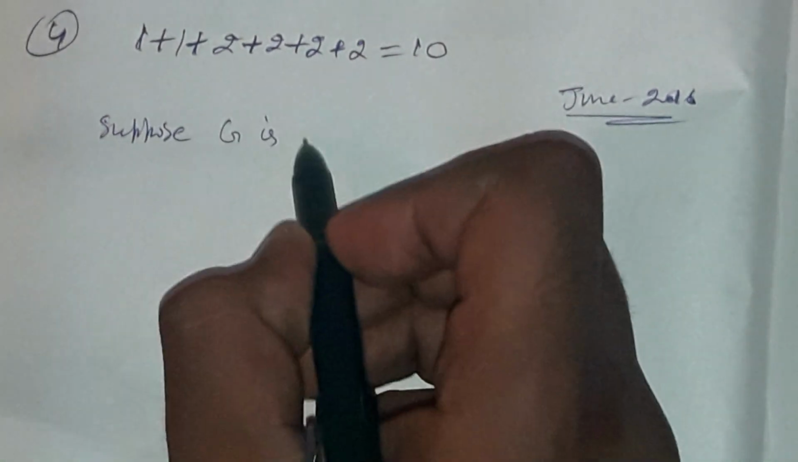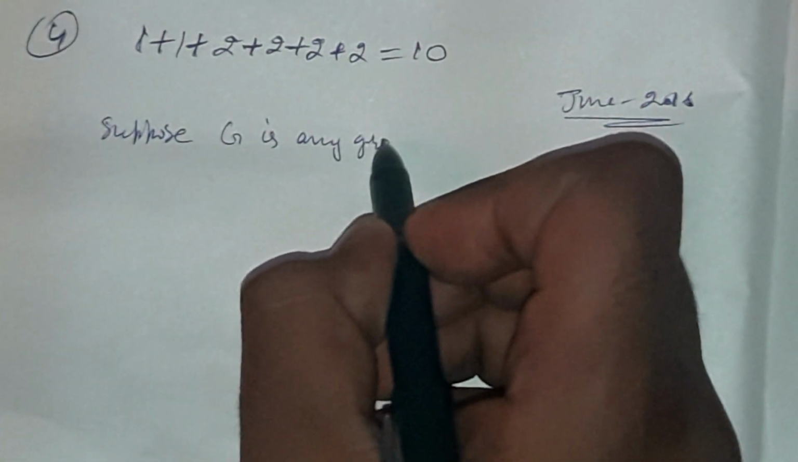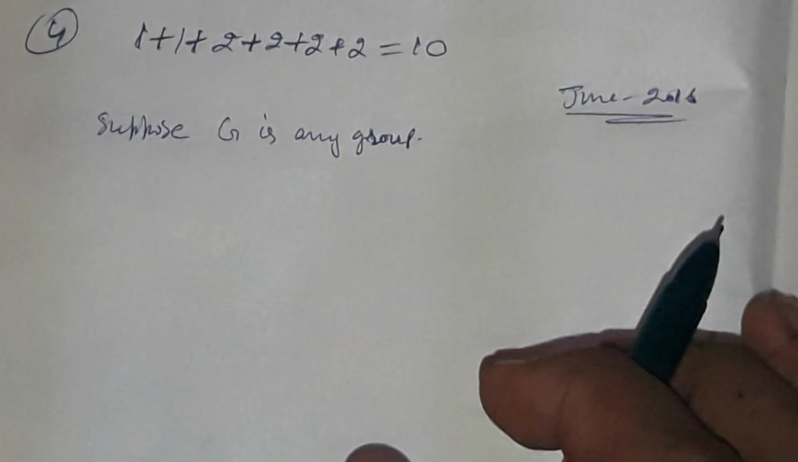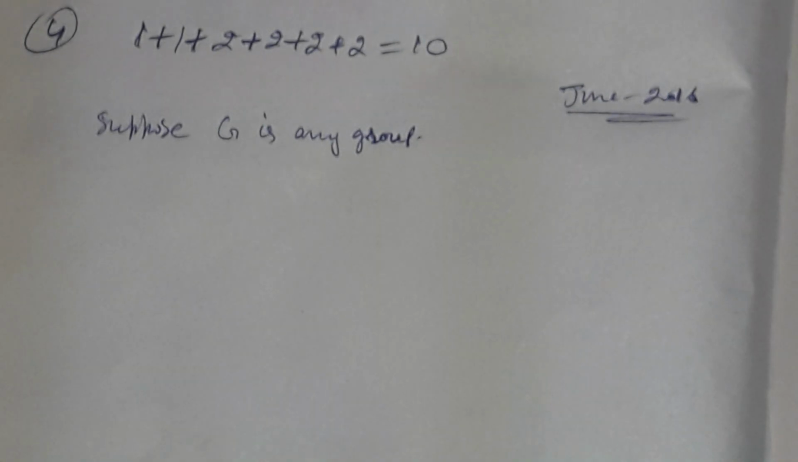Suppose G is any group, an arbitrary group, but we restrict ourselves to finite groups here, because we are talking about a group of order 10. Whichever order it is, it is finite. Suppose G is a group whose order is some finite number.